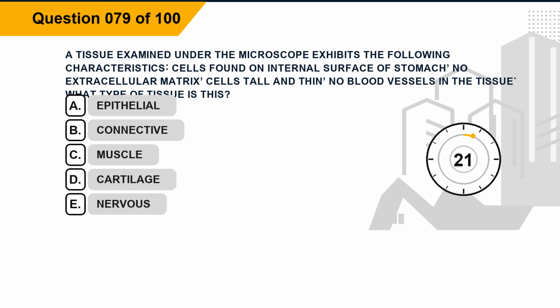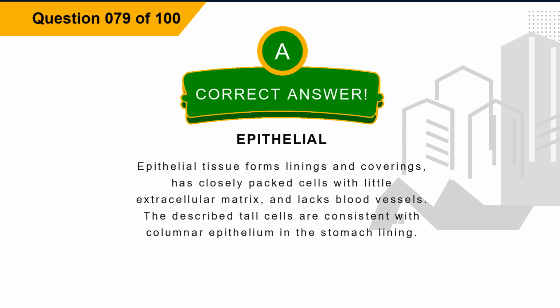Question 79. A tissue examined under the microscope exhibits the following characteristics: cells found on internal surface of stomach, no extracellular matrix, cells tall and thin, no blood vessels in the tissue. What type of tissue is this? Option A, epithelial. Option B, connective. Option C, muscle. Option D, cartilage. Option E, nervous. The correct answer is option A, epithelial. Explanation. Epithelial tissue forms linings and coverings, has closely packed cells with little extracellular matrix, and lacks blood vessels. The described tall cells are consistent with columnar epithelium in the stomach lining.